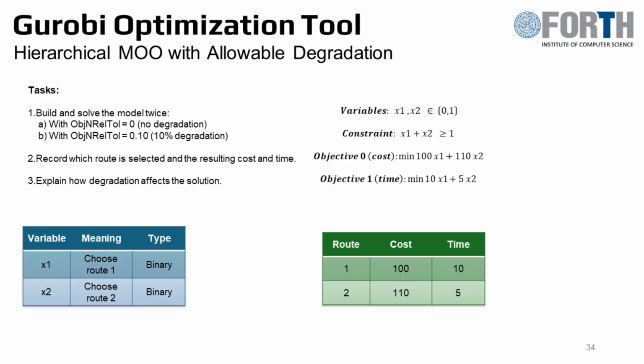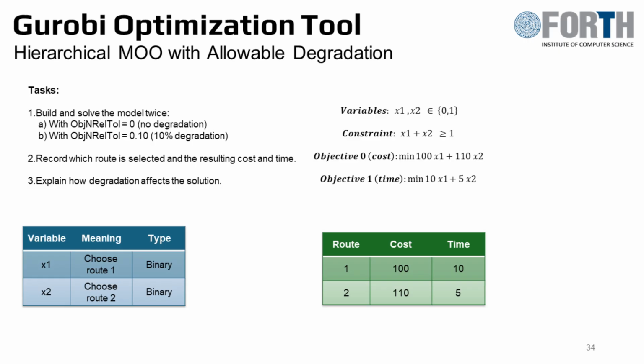We build and solve the model twice. First, with 0 tolerance. That means no degradation is allowed. Second, with a tolerance of 10%. The decision variables are binary, x1 selects route 1, x2 selects route 2. At least one route must be chosen. The cost objective minimizes 100 times x1 plus 110 times x2. The time objective minimizes 10 times x1 plus 5 times x2.